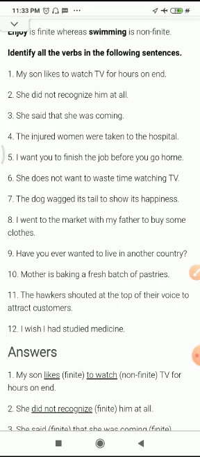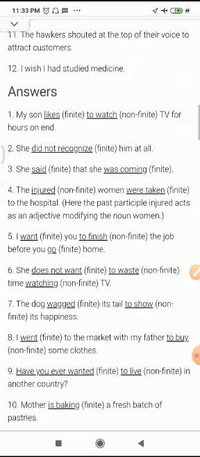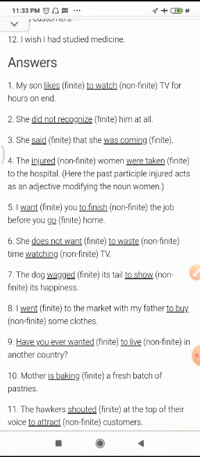Okay. Come to the next. You will see that this is easy to understand after solving these questions. If I talk about question number 1, my son likes: finite. Likes is a finite verb and to watch is non-finite. She did not recognize: did not recognize is a finite verb because it is in the tense and it may change its form. Now coming to the next, she said: finite. Said is finite. And that she was coming: finite.